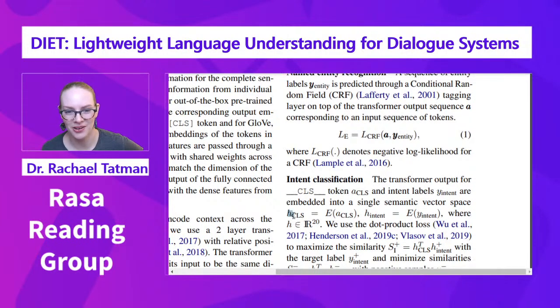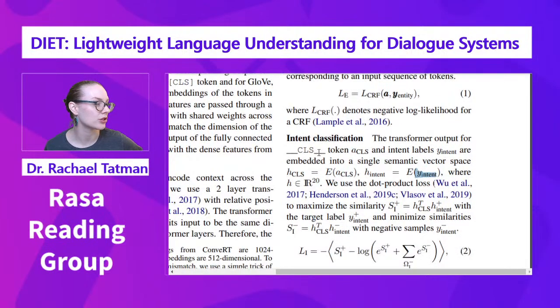Okay, so we've got all of our tokens, for each of the, oh, I see. The H CLS comes from each of these alpha CLS, where alpha is the input sequence, and the intent comes from all of these intent labels. And then they're embedded in the same space. That makes sense, so using something like StarSpace or some sort of multi-thing embedding. We use the dot product loss to maximize the similarity S plus I with the target label, Y intent plus, and minimize similarities with negative samples.